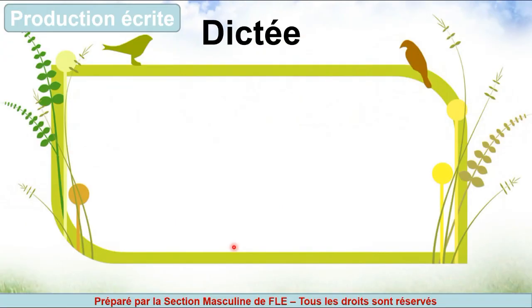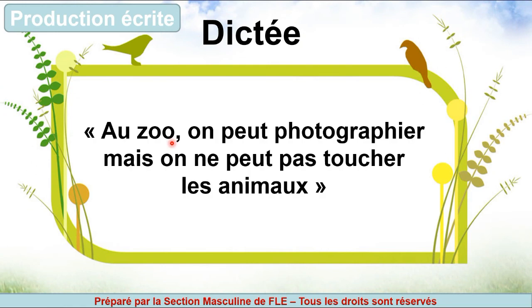Okay? And dictation, you also add a production écrite. This week, you will write: au zoo, on peut photographier, mais, meaning but. Look at the letter S, I will not pronounce it, because it is a consonant letter that is not from the 5 letters I see. Mais on ne peut pas toucher les animaux. Au zoo, on peut photographier, mais on ne peut pas toucher les animaux. That is what we have for this week.